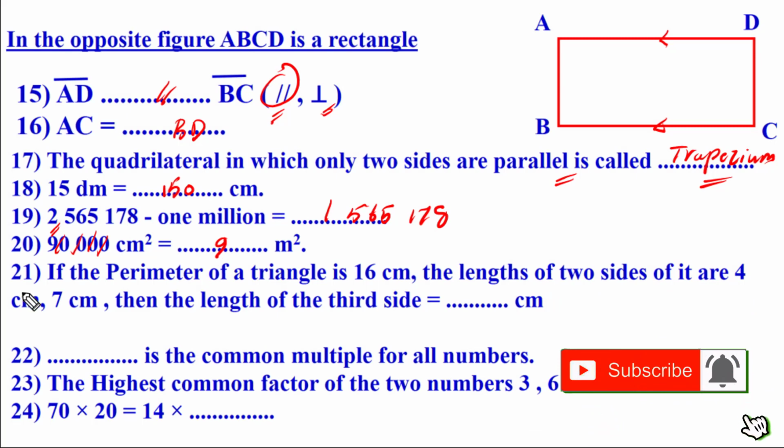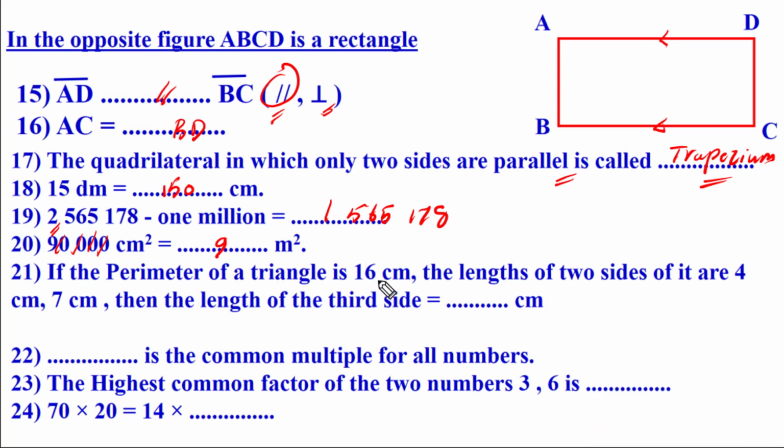Number 21, if the perimeter of the triangle is 16 centimeter, ask yourself, the perimeter of the triangle equals what? Equals the sum of the three sides. We have here two sides, 4 centimeter and 7 centimeter. So to find the third one, we will add the two sides. 4 plus 7 equals 11. Then we can subtract from 16. 16 minus 11 equals what, guys? Equals 5 centimeter. So the third side is 5 centimeter.